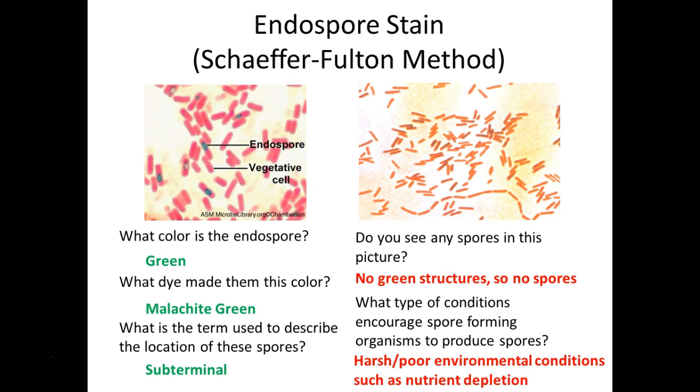Other things will make organisms form endospores: changes in oxygen levels, lack of water, radiation, UV radiation. Lack of food is a big one, right? And it's the easiest one for us to do to them in lab, to make them form spores so you can stain them and look at them.